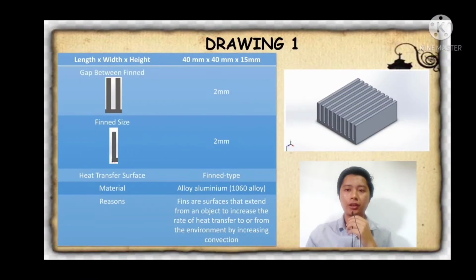My name is Zahim Sukairi. I will explain drawing one. We use a width of 40 mm, length 40 mm, and height 15 mm. The gap between fins is 2 mm, and the fin size is 2 mm too. For the heat transfer surface we use the fin type. For material we use aluminium alloy. The reason we chose this design is that fins are surfaces that extend from an object to increase the rate of heat transfer to or from the environment by increasing convection.